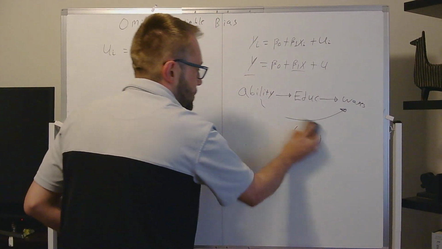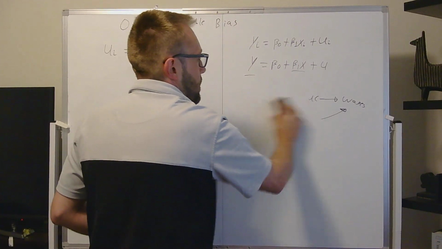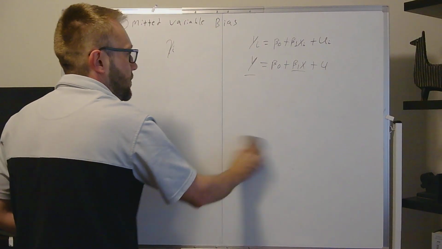So hopefully that's starting to make sense, or set in, what this idea of omitted variable bias is.